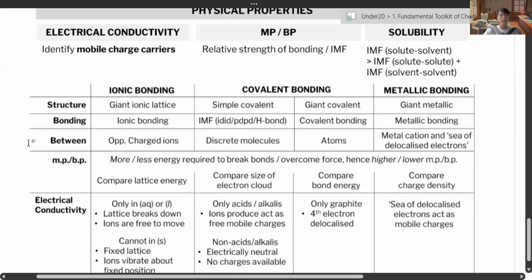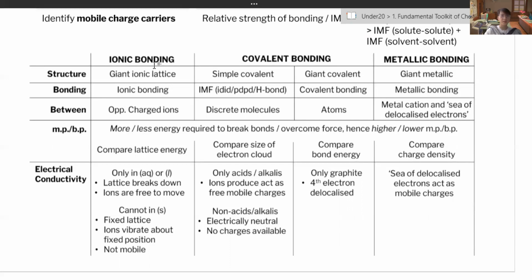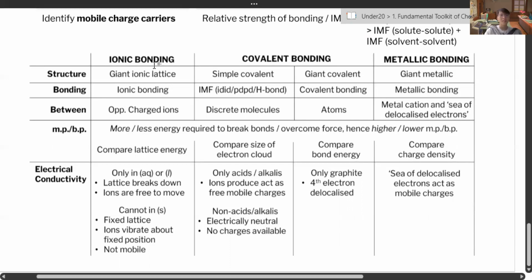So I have put up a table here that you can read on your own, because there's not much to explain about this. But this table sort of summarizes everything that I've said earlier. So it's a summary of a summary. And I think it can be quite useful for you if you want to come up with some form of format or template when you are trying to answer your questions. So always remember to state the structure and the bonding first, because if you answer every other part of the question wrongly, like you predict wrongly or something, at least if you have the structure and bonding, you still get some marks.